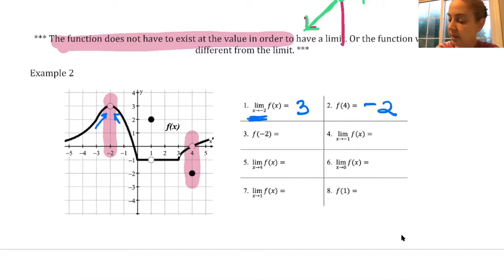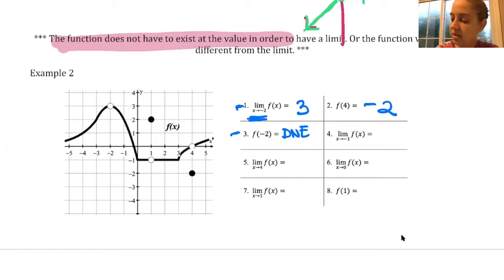All right, let's clean this up a little bit. Okay. There we go. F of -2. So over here, -2, f of -2. I have an open circle. So my open circle tells me that it's undefined. And what we can use in calculus is DNE. Does not exist. So the limit exists, but the function does not. Two very different things.